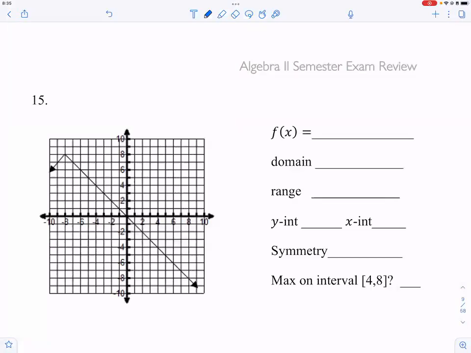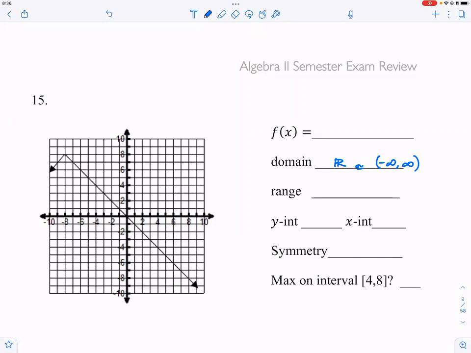All right, for question number 15, it's very similar. We can finish the domain and range and y-intercepts very easily. So for the domain, it is going to be all real numbers, or you can write it as negative infinity to infinity. Well, because x could be any x values for the function.